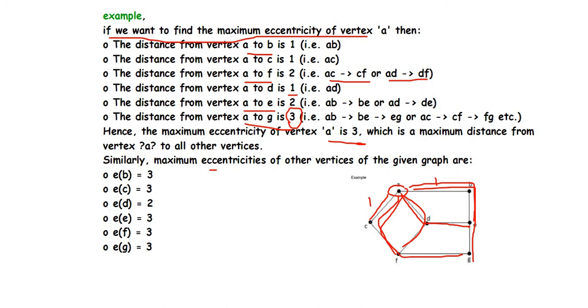So similarly, the maximum eccentricities of other vertices. This is just calculated for A. This is how you calculate for A. So similarly from B, we have calculated the maximum eccentricity as 3 and so on. I have calculated and I have written as shown.